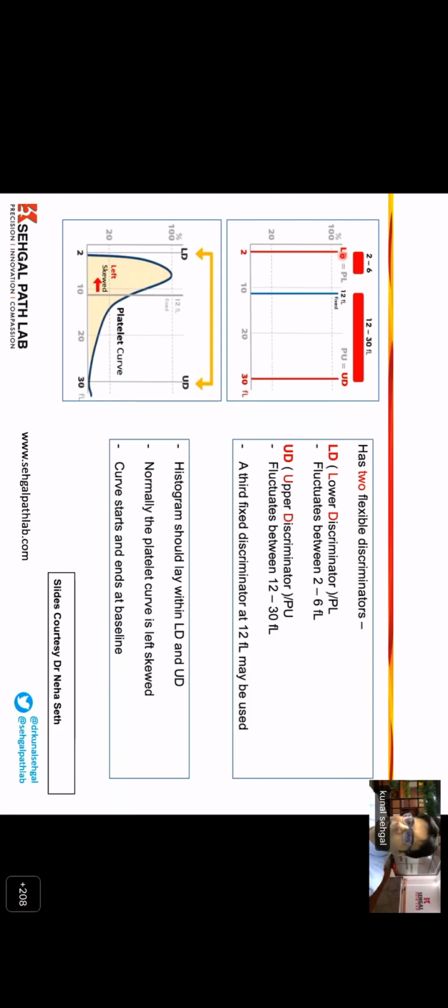Some machines may call it LD, that is lower discriminator. They may call it PL, which will be platelet low discriminator. Some machines may call this the upper discriminator or platelet UD, platelet upper. Now remember, the PU is the RL. So platelet upper discriminator is the RBC lower discriminator, because the curve is the same.